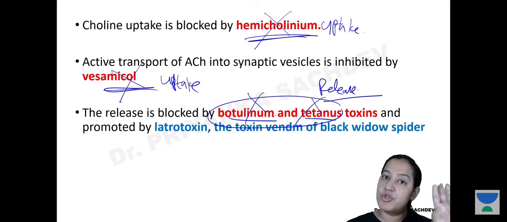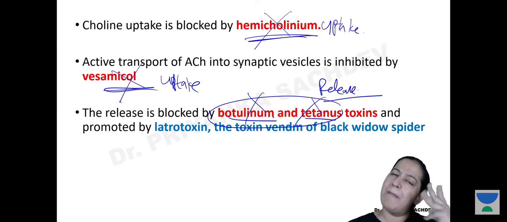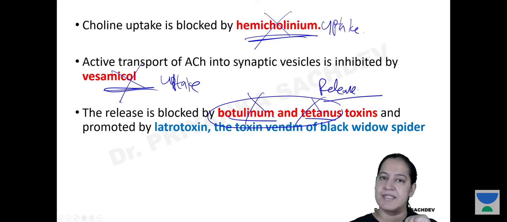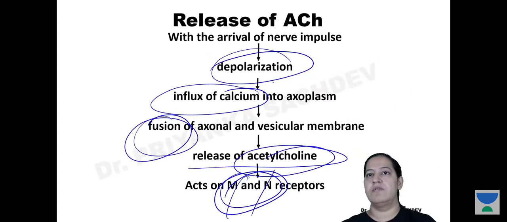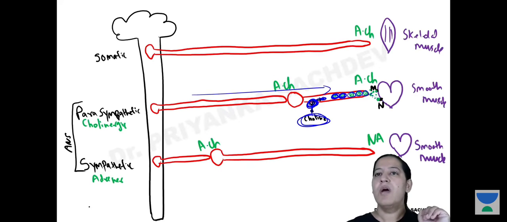Very important 3 MCQs, many times they are repeated in the past year exams. So what is the mechanism of action of each poison? Hemicolinium is inhibiting, have you seen? So this is hemicolinium. I will show you here also. Where is my diagram? Yes, here. Let me take a different color. Okay, so hemicolinium is inhibiting this step.